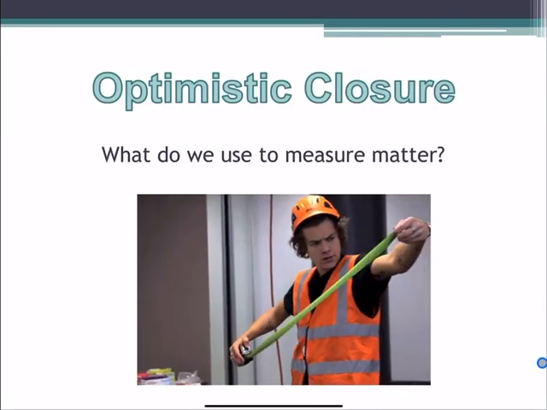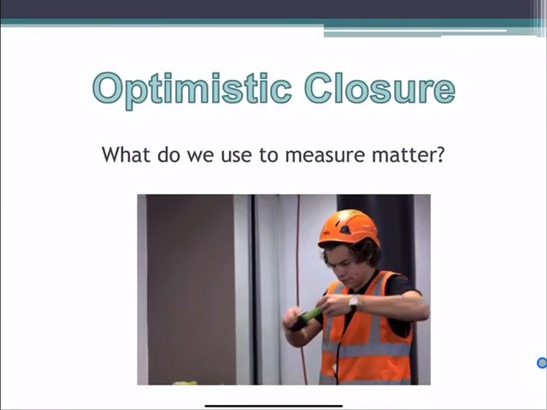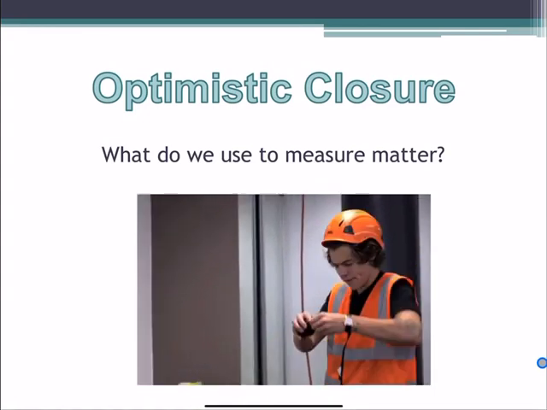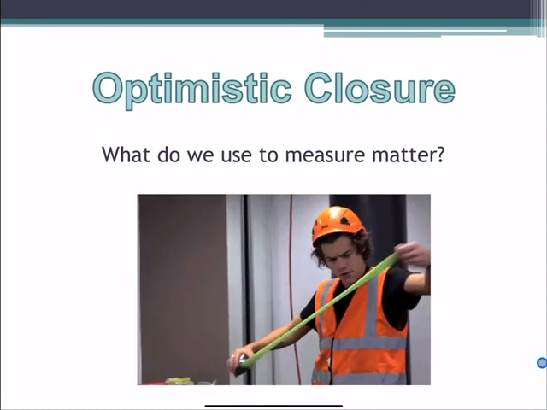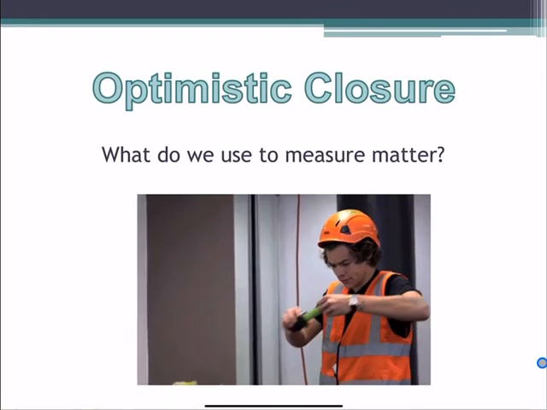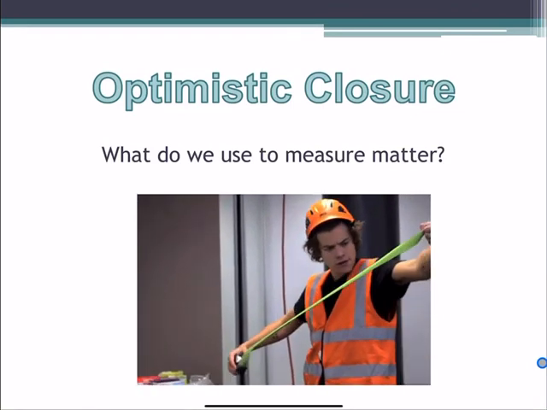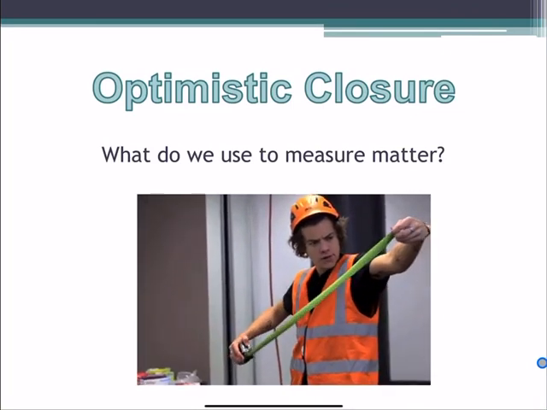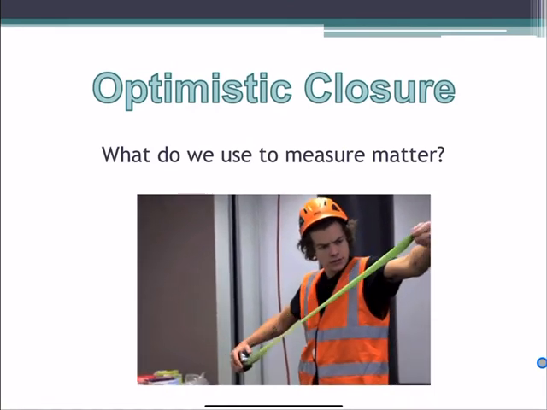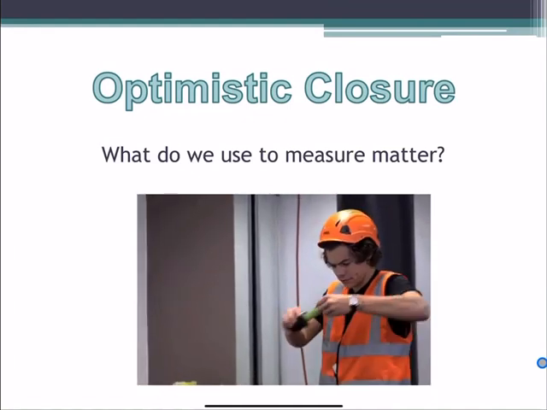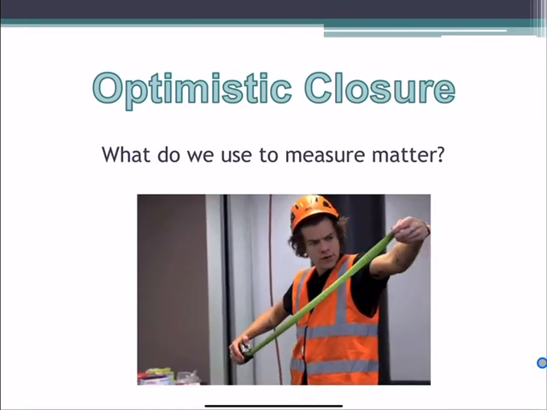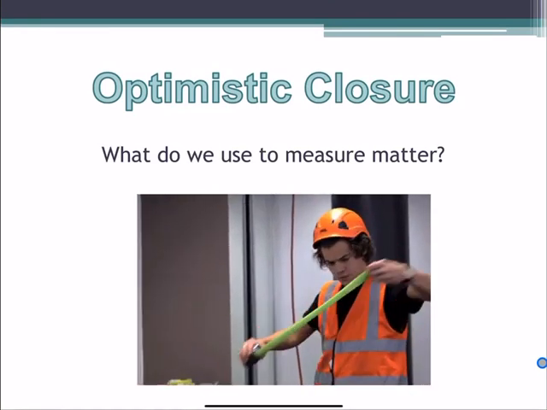So finally, here's our closure. What do we use to measure matter? We've talked about two things. Can you think of those things? Hopefully you said mass and volume. Mass and volume. And then to dig deeper into your mind, ask yourself, what is mass? What is volume? And then answer those questions.